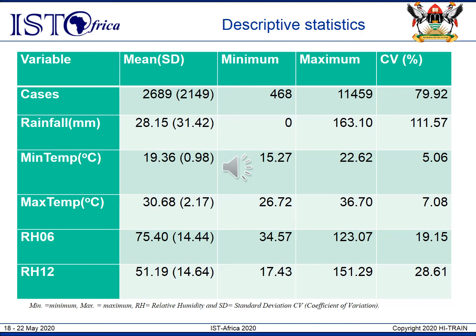Our relative humidity at 6 hours was found at 75.4, with a minimum of 34.57 and a maximum of 123.07. And the relative humidity at 12 hours was found at 51.19 on average over the reporting period, with a minimum of 17.43 and a maximum of 151.29.